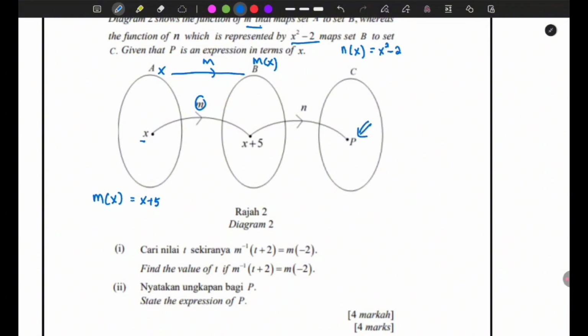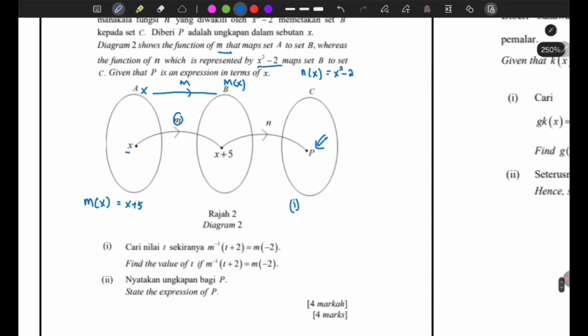Alright. So here, this question has two parts. Let's do part (i). They say m inverse of (t plus 2) equals m(negative 2). Actually, there are two parts here. One is this, one is this. You have to solve two parts also. One is the inverse, one more is not the inverse, it's just the normal function. So let's solve the normal function.